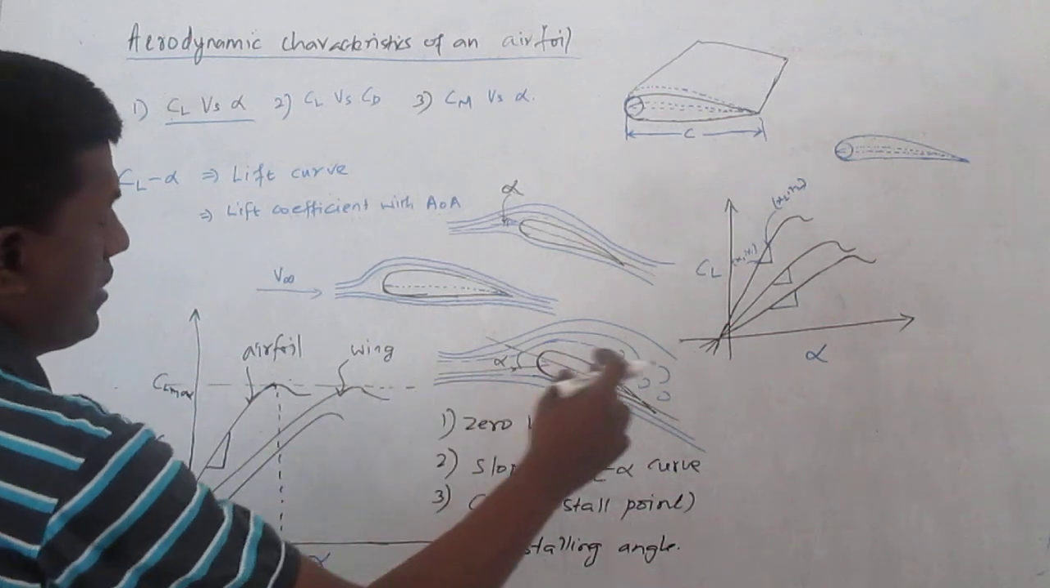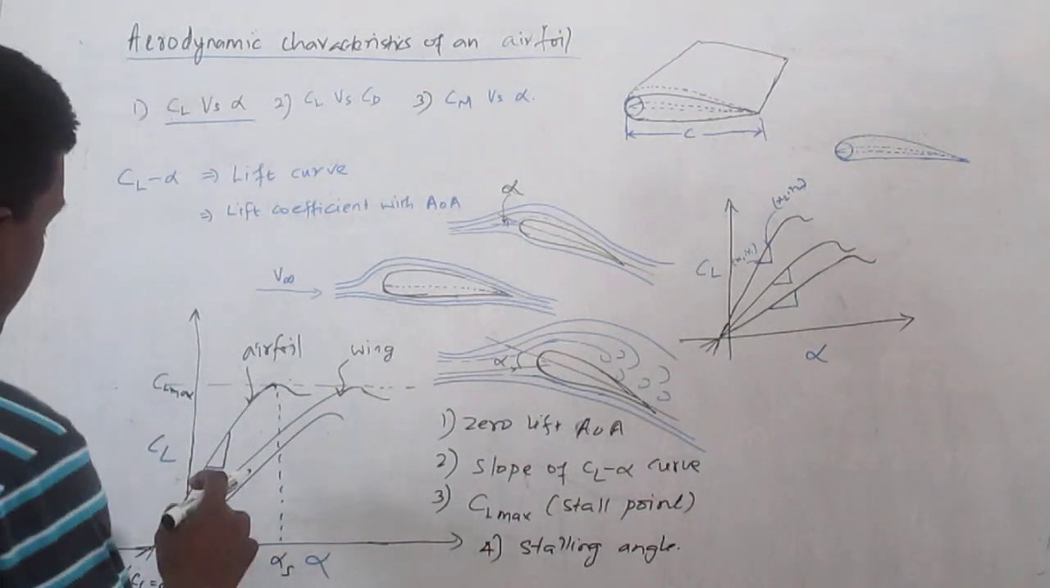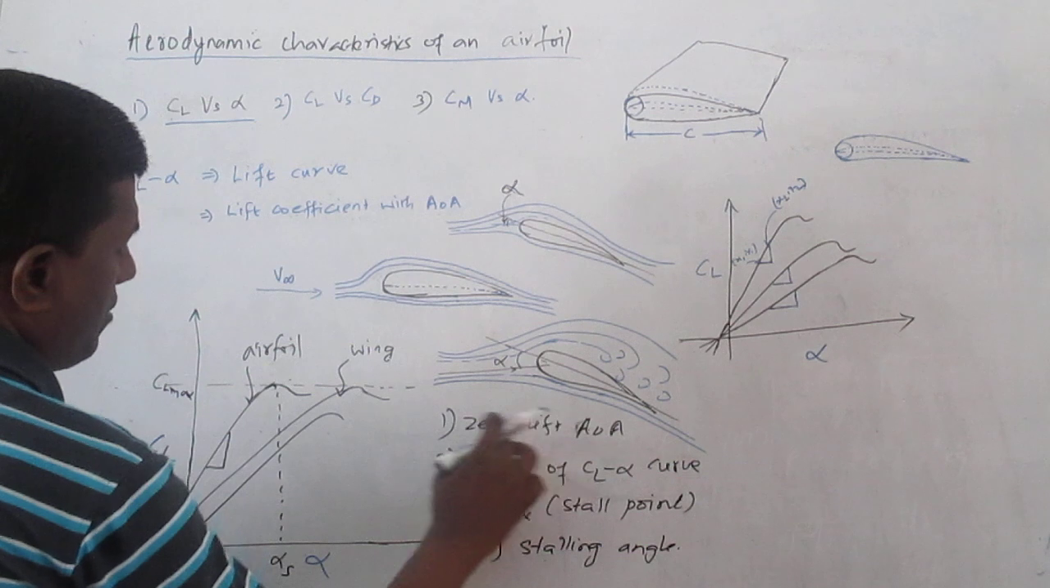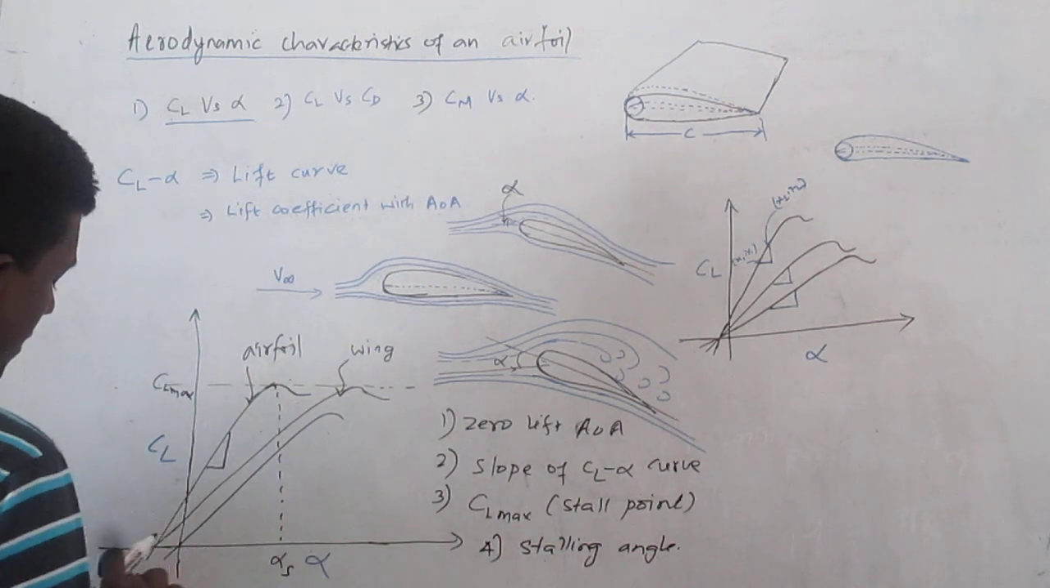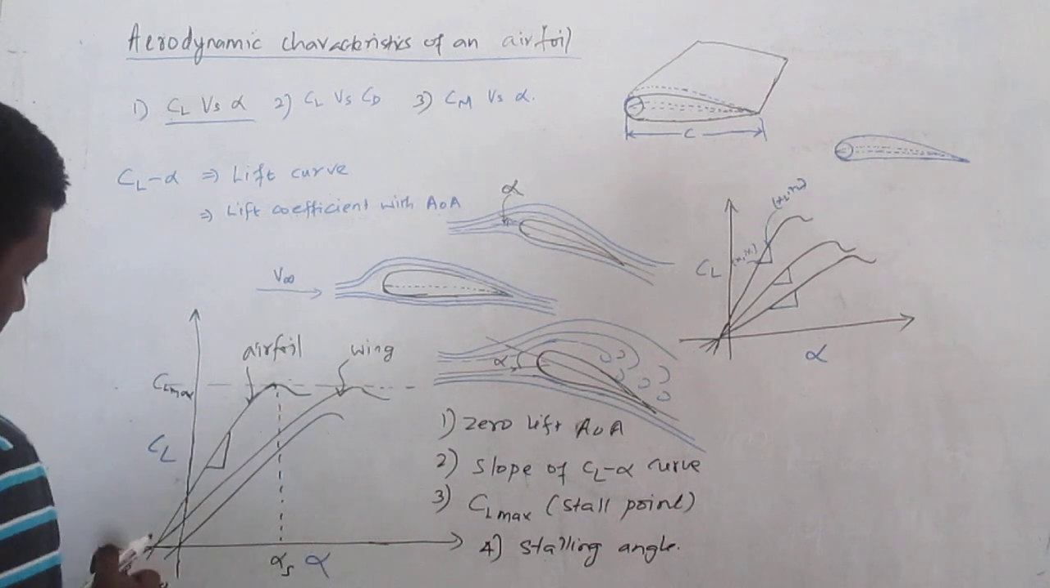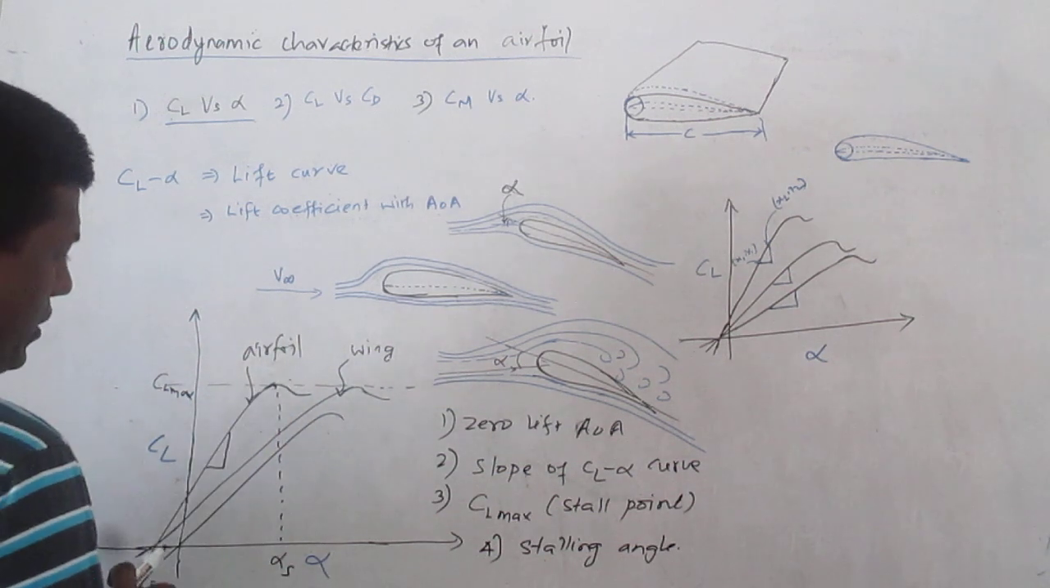Here we see that the zero lift angle of attack for the wing and the zero lift angle of attack for the aerofoil are both the same.